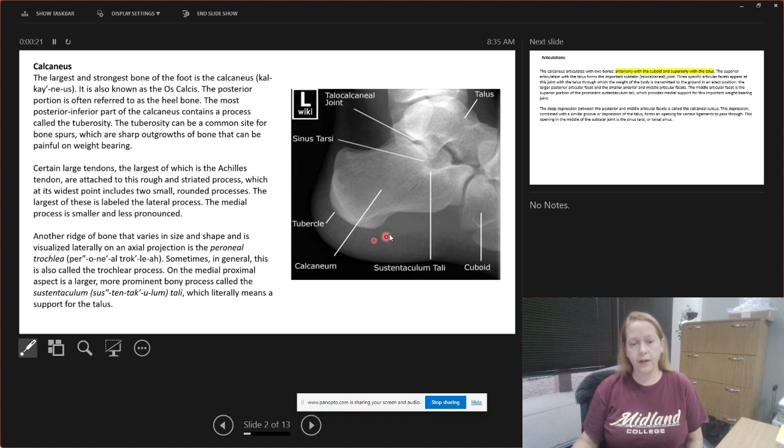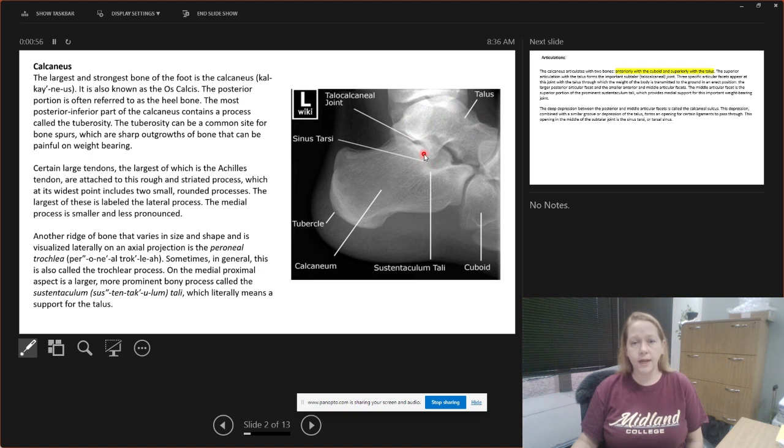The posterior part here is what's known as the heel bone. And this little bumpy outie is a tubercle. The whole bone itself is called a calcaneum. And up a little further is called a sustentaculum tali. This is a little ridge that helps support the talus. Now, if you recall, the talus is the bone that connects to the tibia fibula up here at the top. So you can remember talus is the top.